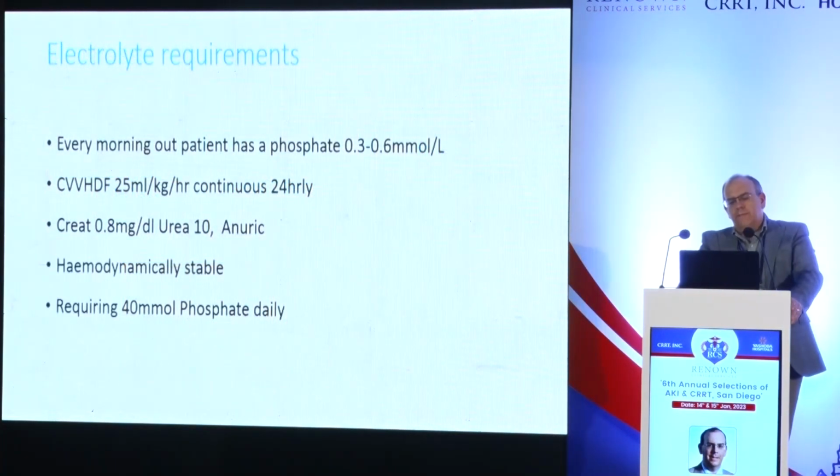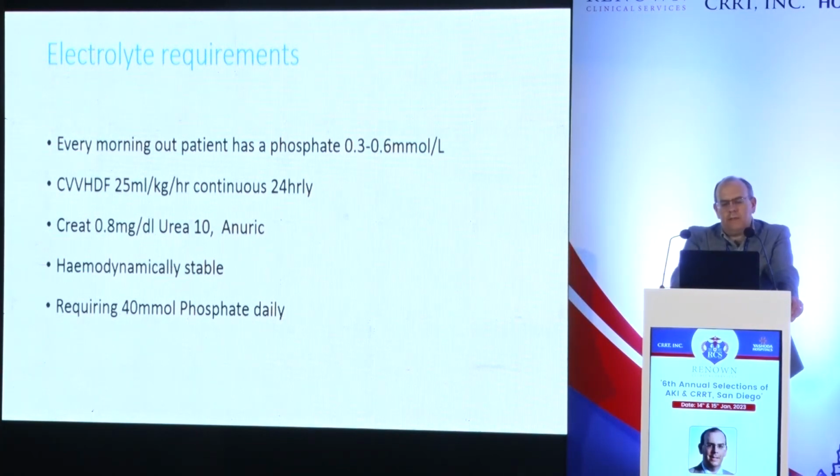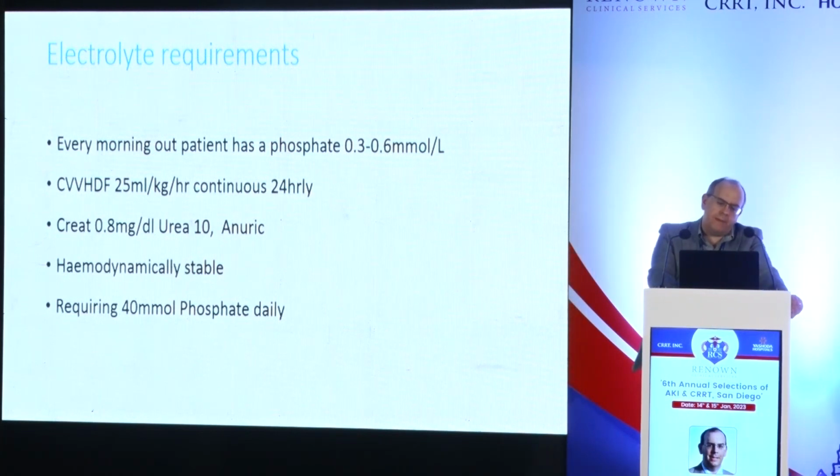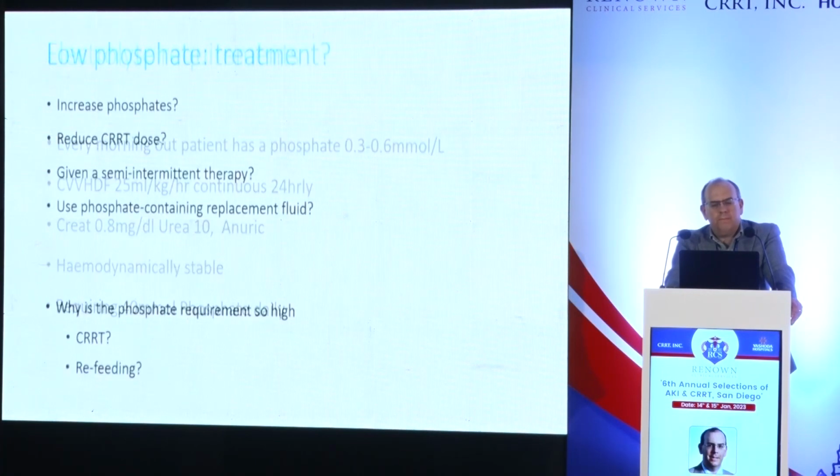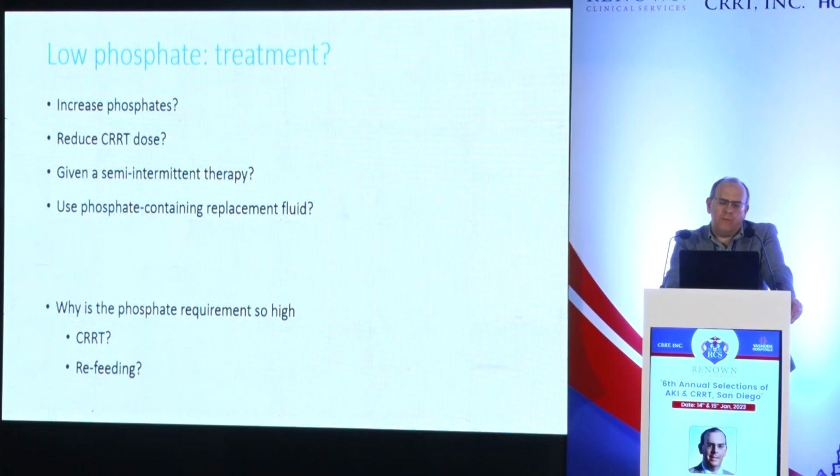Every morning he has a phosphate that's pretty low. He's on continuous CVVHDF, as we did at that time, continuously. His renal numbers look suspiciously good despite the fact he's anuric, and they reflect, for his creatinine, the massive loss of muscle mass. His creatinine for that dose of CRRT as a kind of quasi-GFR should be about 2 to 3 times that if he had normal muscle mass. He's hemodynamically stable, he's needing phosphate 40 millimoles a day. So low phosphate, what should we do? Should we increase phosphate, reduce the CRRT dose, give a semi-intermittent therapy, use a phosphate-containing replacement fluid?